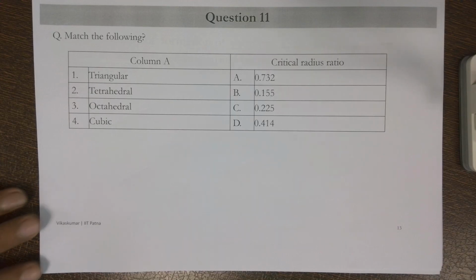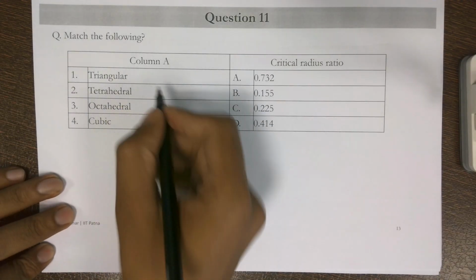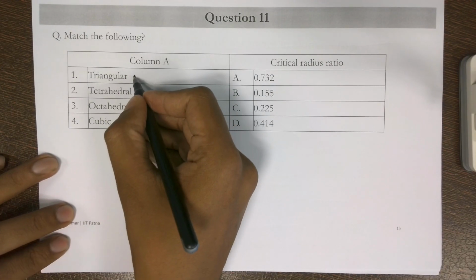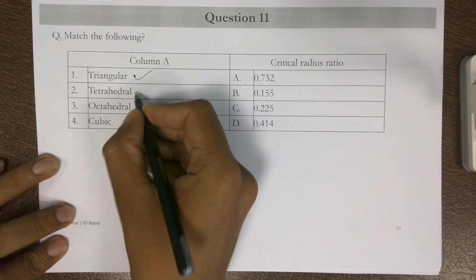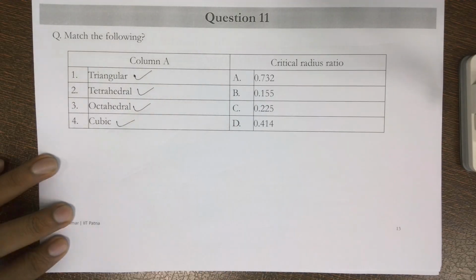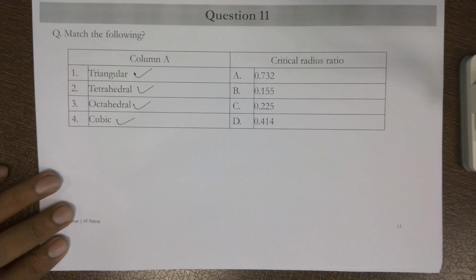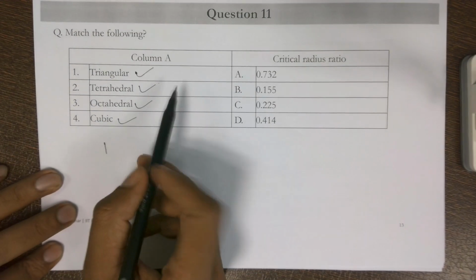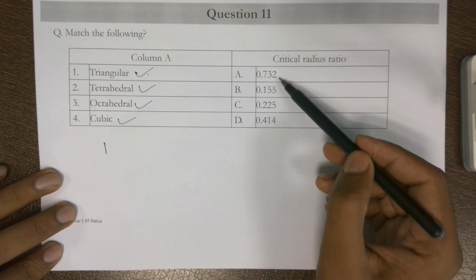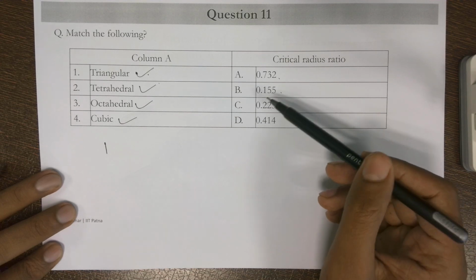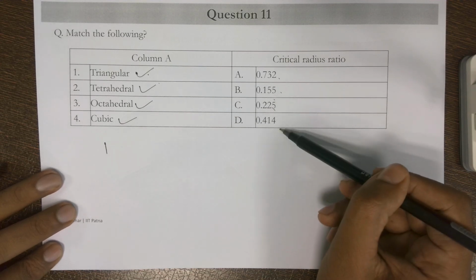It is match the pair. Triangular void, tetrahedral void, octahedral void, and the cubic. They will correspond to which of the radius ratios? Let's start with the first one, triangular. 0.72, 0.115, 0.155, 0.224, 0.413.